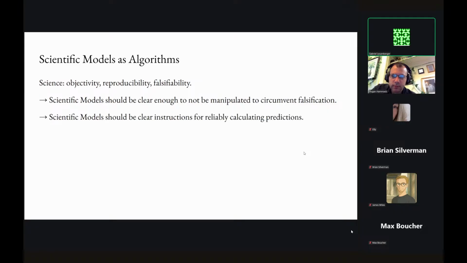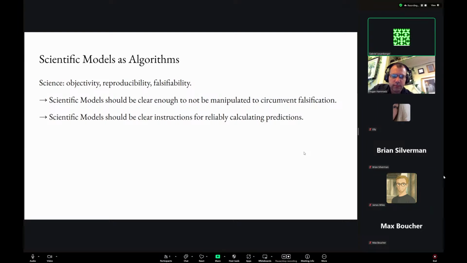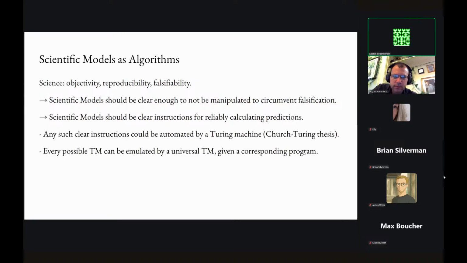And yeah, that means they should be clear instructions that give you predictions, or at least you should be able to derive predictions from the model somehow, if they don't give you predictions directly. And yeah, clear instructions, which is basically what algorithm refers to. It is widely known that this can always be automated by a Turing machine. This is the Church-Turing thesis, which is a consensus among computer scientists. And there is such a thing as a universal Turing machine that can emulate every other possible Turing machine if you give it the right program.